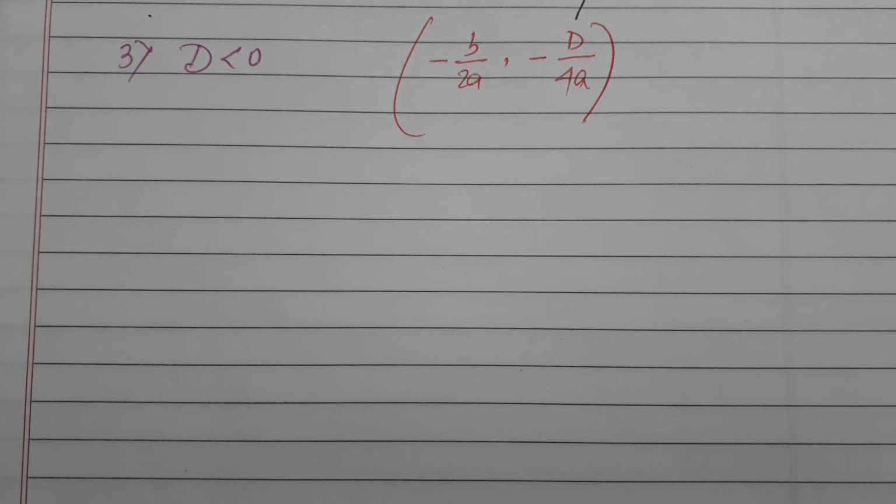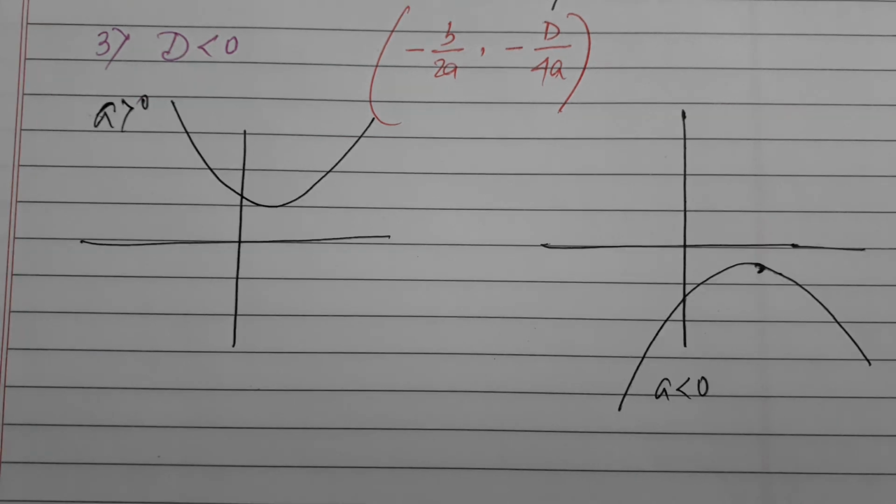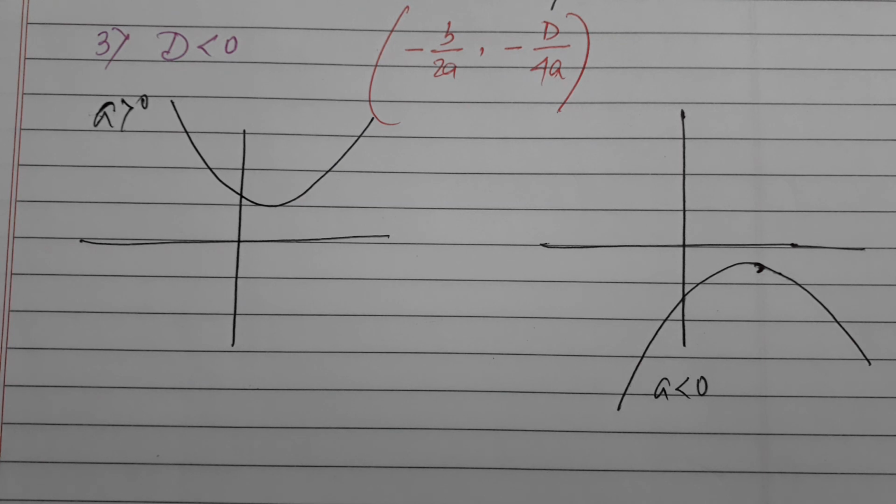Now in case of d less than 0, the y-coordinate will be positive if a is positive and the y-coordinate will be negative if a is negative. Therefore the curve will look like this. Here the curve is not even touching the x-axis. Therefore the quadratic equation has no real roots. So we have learned that quadratic equations are basically parabolic equations whose axis is parallel to the y-axis, and roots are not only for quadratic equations, it's for any equation. Roots are the x coordinates of the points of intersection of the curve and the x-axis.